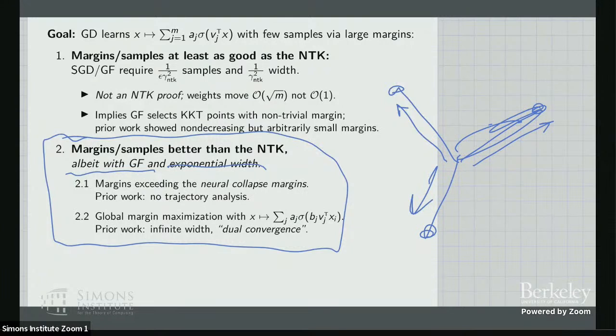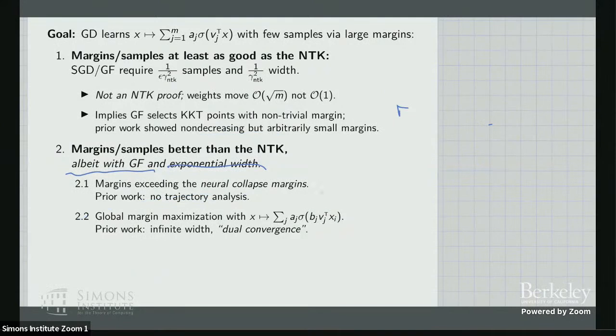The second result: the difference in this second setup and the original setup is I've introduced a scalar parameter B. What's going on here is that my inner layer is not allowed to rotate. The nodes can't rotate, I'm only changing their norm. So I've removed the rotation, and in this case I can prove global max margin.